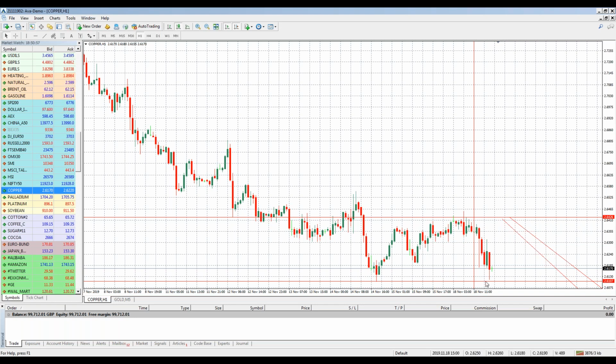Okay. Do I want to trade up from this support level? With the current fundamental news, I don't. There's bad news for industry right now, so bad news for copper. So why would I trade up from the support? I personally don't trust it.